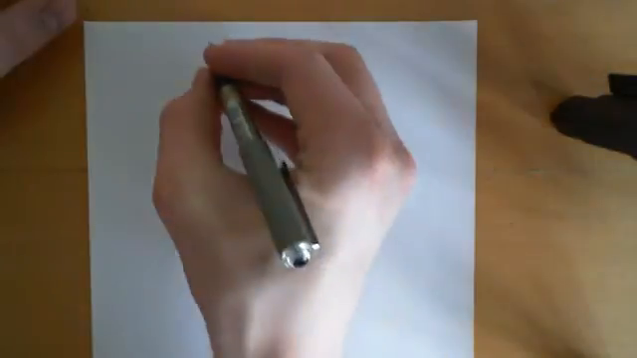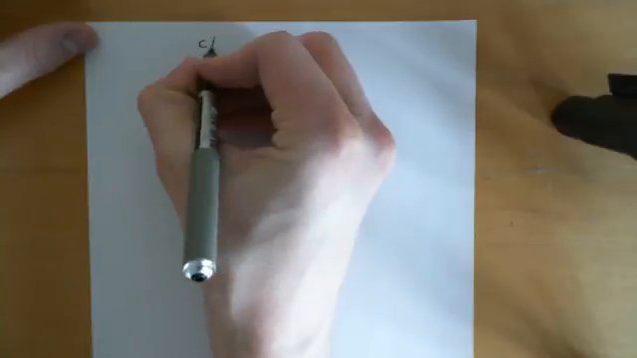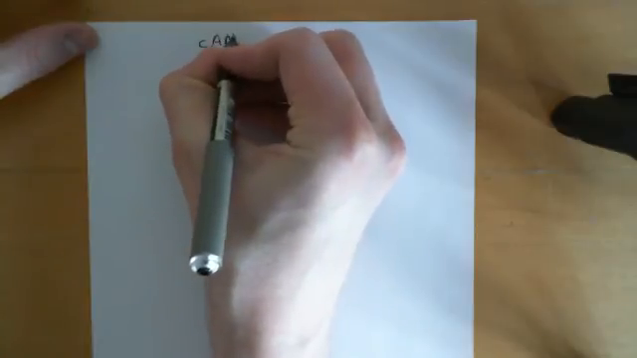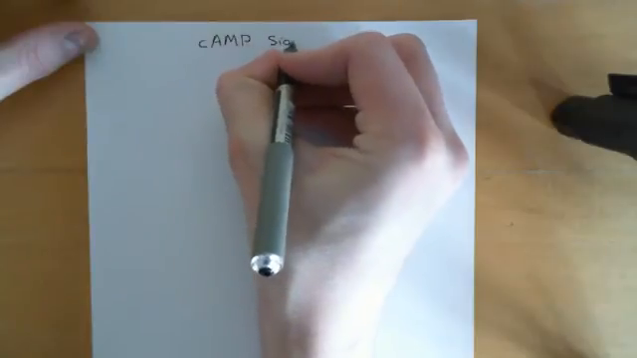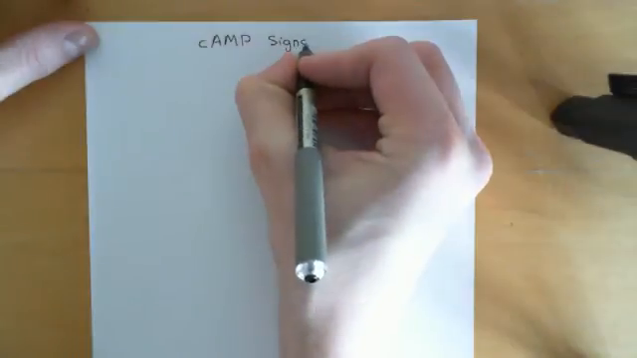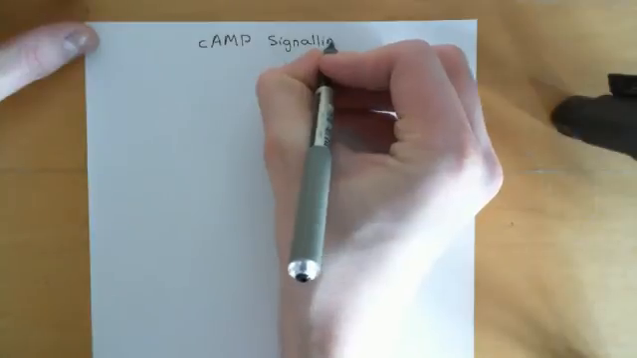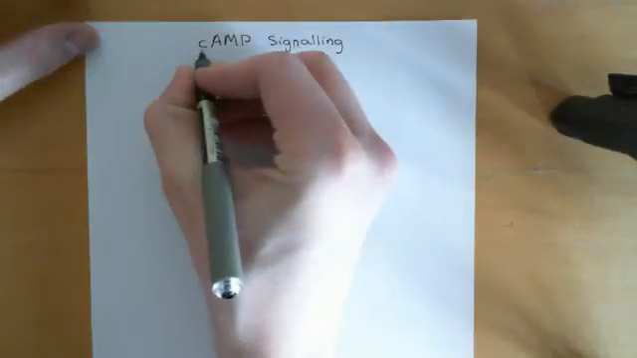Okay, so welcome to this video. In this video what we're going to discuss is cyclic AMP signaling. Now, cyclic AMP is one of the most important intracellular messengers within the cell. Let me just run you through the structure for this video then.